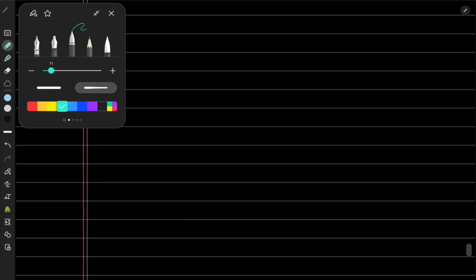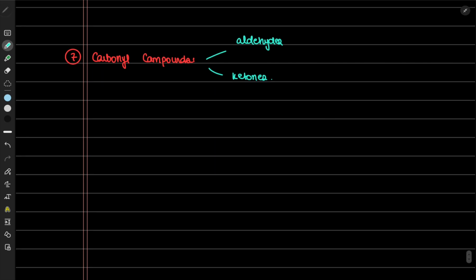Let's move on to the carbonyl compounds. What are carbonyl compounds? Carbonyl compounds are essentially of two types. They can be either aldehydes or they can be ketones, right? So a carbonyl carbon is a carbon which has a carbon double bond oxygen. This is known as the carbonyl group, and this carbon can further form two bonds.